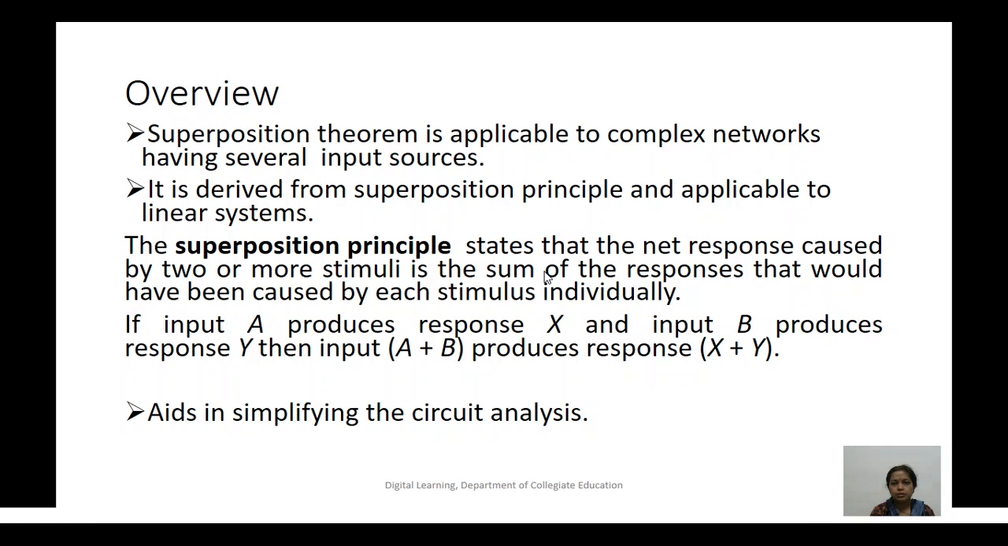Superposition principle states that the net response caused by two or more stimuli is the sum of the responses that would have been caused by each stimulus individually. If input A produces a response X and input B produces a response Y, then input A plus B produces a response X plus Y. So when both the inputs are present, A and B, the response will be X plus Y. If only A is present, it is X. If only B is present, it is Y. And when both A and B are present, it is X plus Y. The same principle is applied to superposition theorem. So this superposition theorem helps in simplifying the circuit analysis.